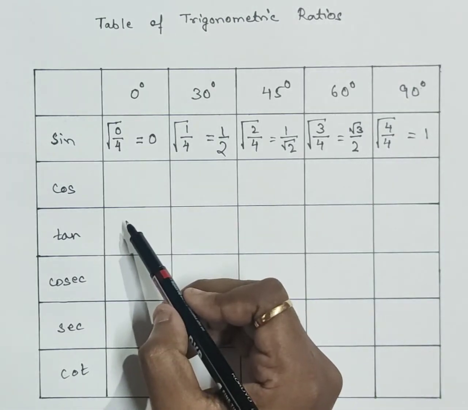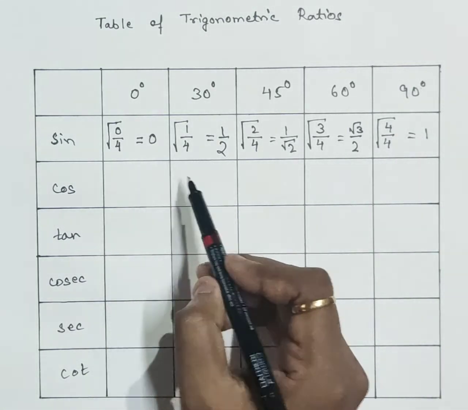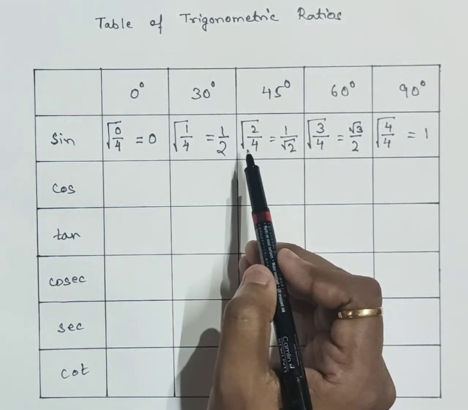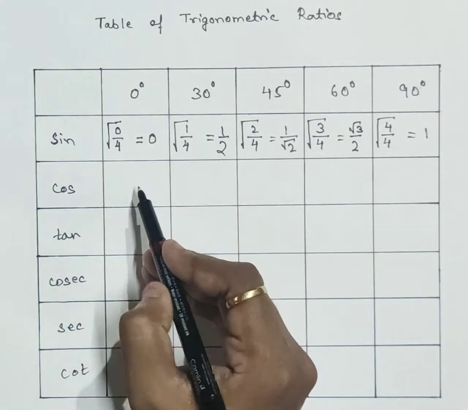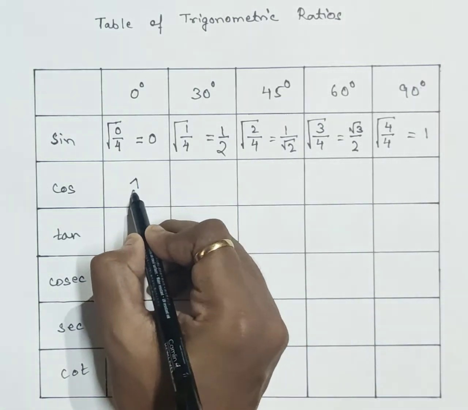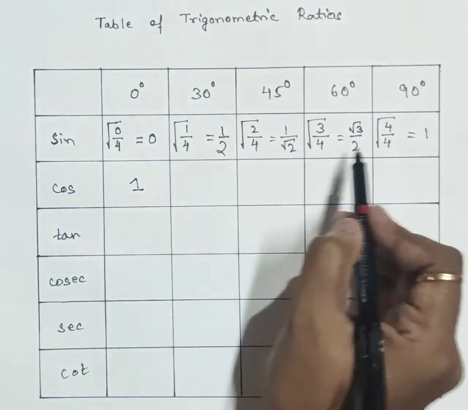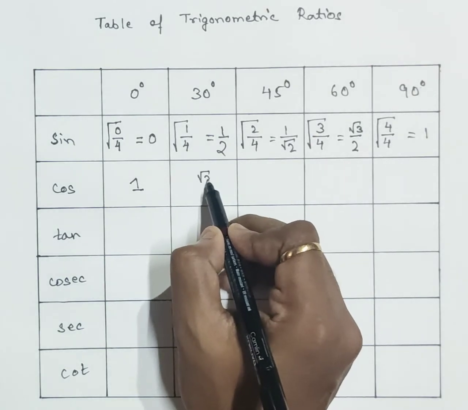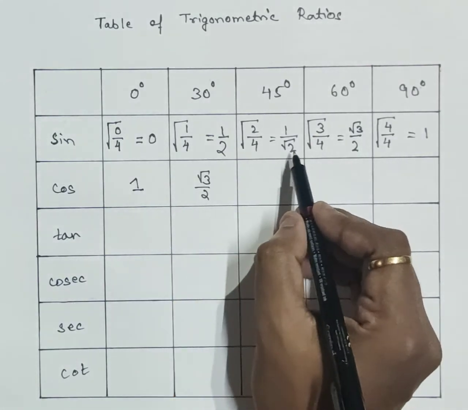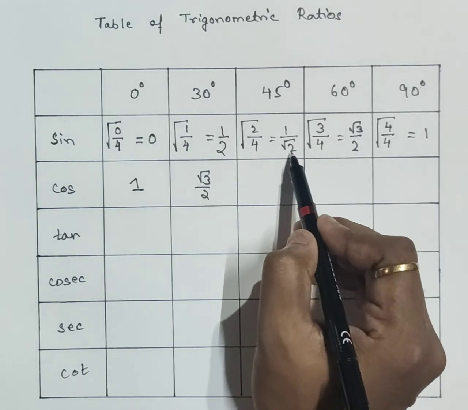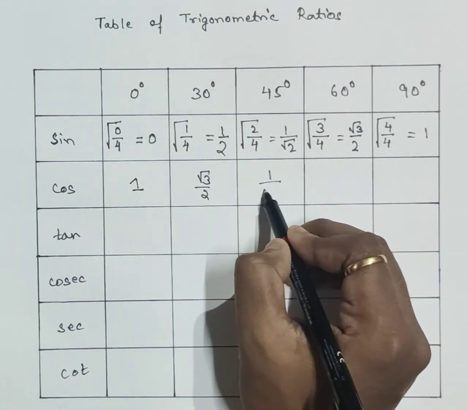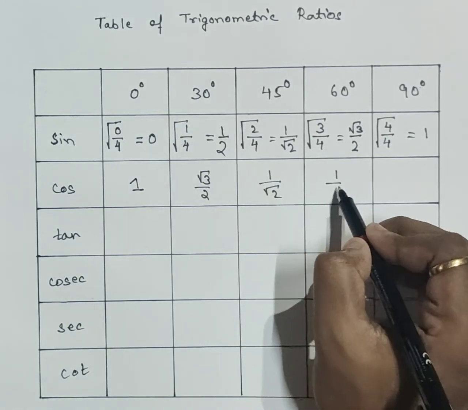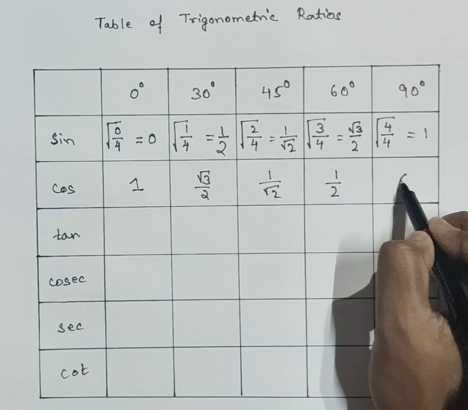Now for cos, we will write the results of the previous boxes in the opposite order. That is, we will start with 1 over here. Before 1 was root 3 by 2, so we will write root 3 by 2 over here. Before root 3 by 2, 1 by root 2 was there, so we will write 1 by root 2 over here. Here we will write 1 by 2 in the same manner, and here we will write 0.